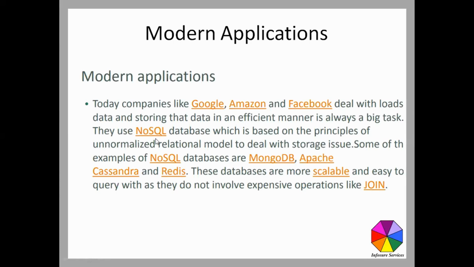Okay, which basically stores everything in one unnormalized relationship model, like the one example I told you for the entire Excel having repeated structures. Okay, so that still exists for companies like this, and there are databases such as MongoDB, Apache Cassandra, Redis. These are available as NoSQL databases. And these databases are more scalable and easy to query with, and do not involve expensive join operations.